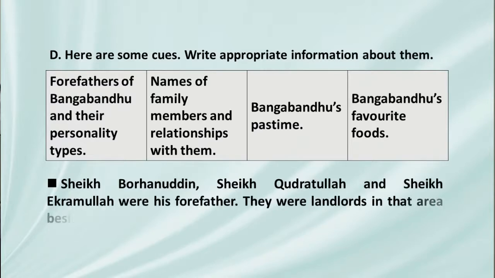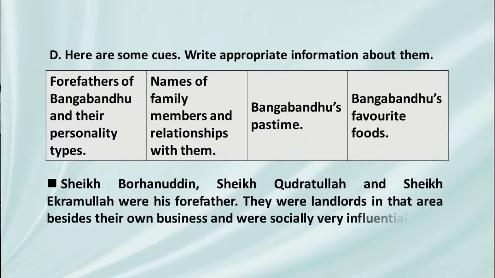Here are some cues. Write appropriate information about them. Here is a table box. Four boxes. First, forefathers of Bangabandhu and their personality types. Names of family members and relationships with them. Bangabandhu's pastime. Bangabandhu's favorite food. You can say or write. You may also write yourself.